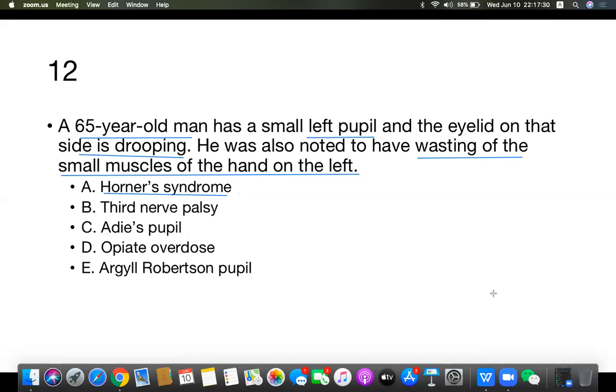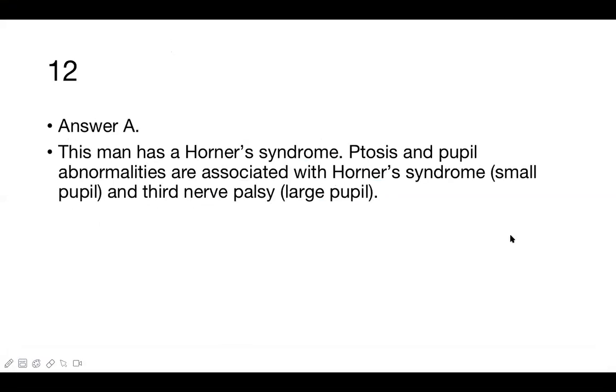This is Horner syndrome. So let's show you that answer, and then I'll stop for today. See here, this man has Horner syndrome. Ptosis and pupil abnormalities are associated with Horner syndrome: small pupil. In third nerve palsy, large pupil. That another explanation they have not given, but that's how we should fit to the diagnosis. Okay, thank you very much.